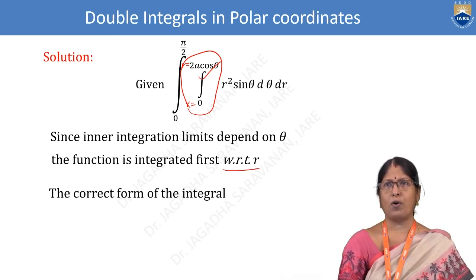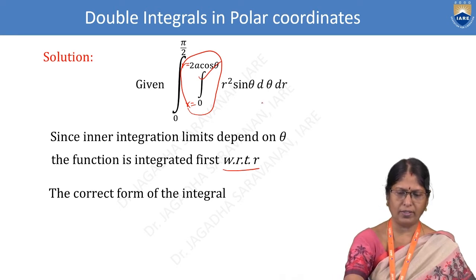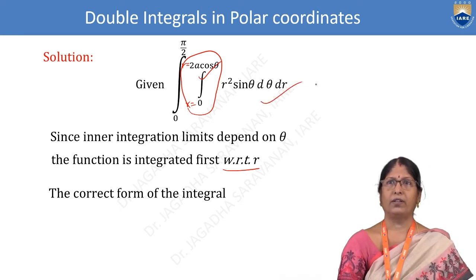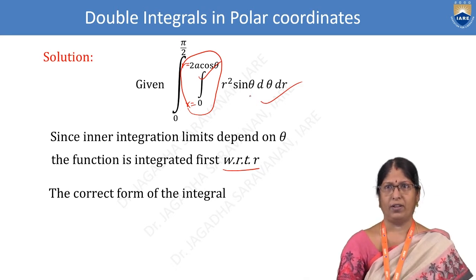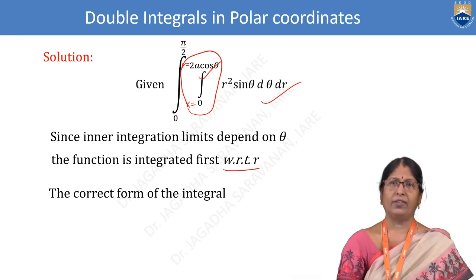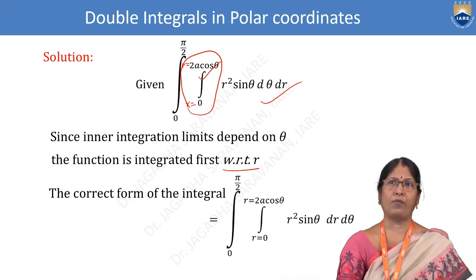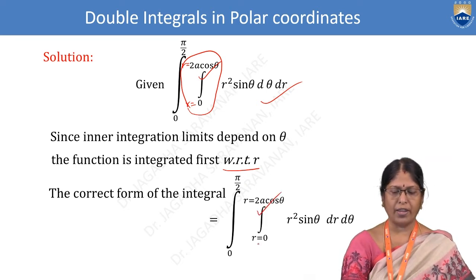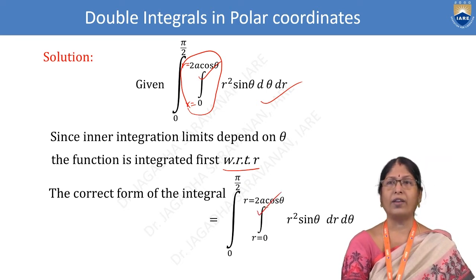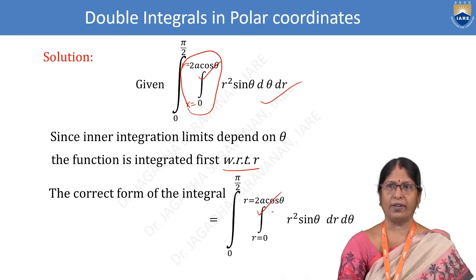The correct form of the integral. So this is our question, but according to the limit, this is not correct. So we are writing the correct form of the integral. The correct form of the integral is this one: r equal to 0 to r equal to 2a cos theta.